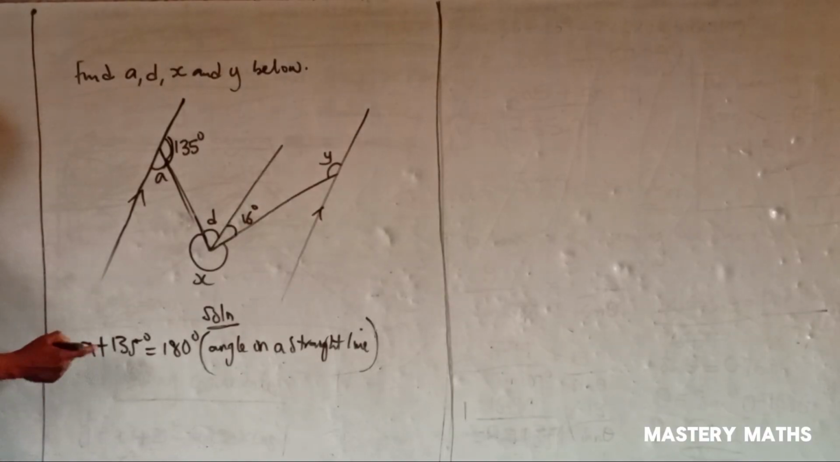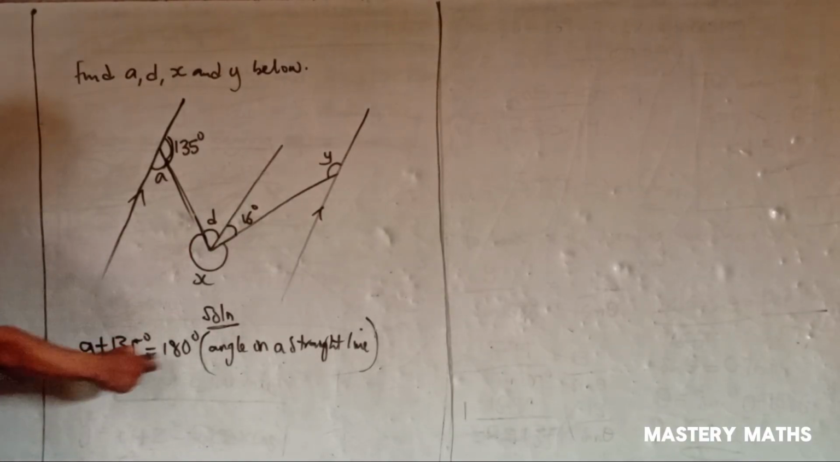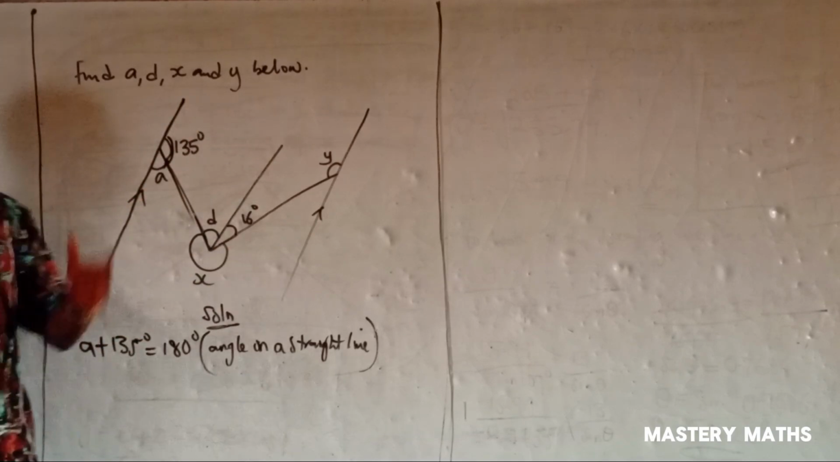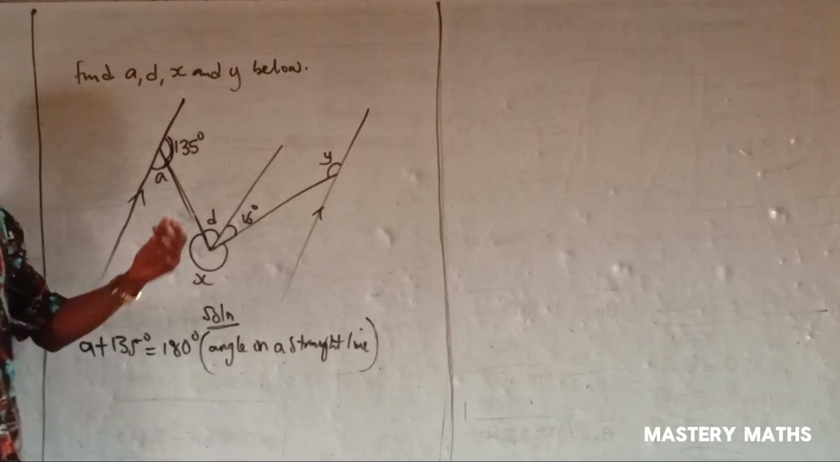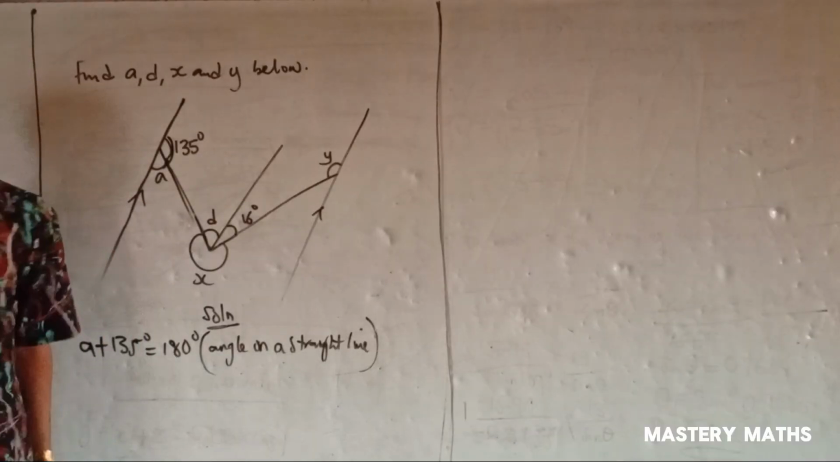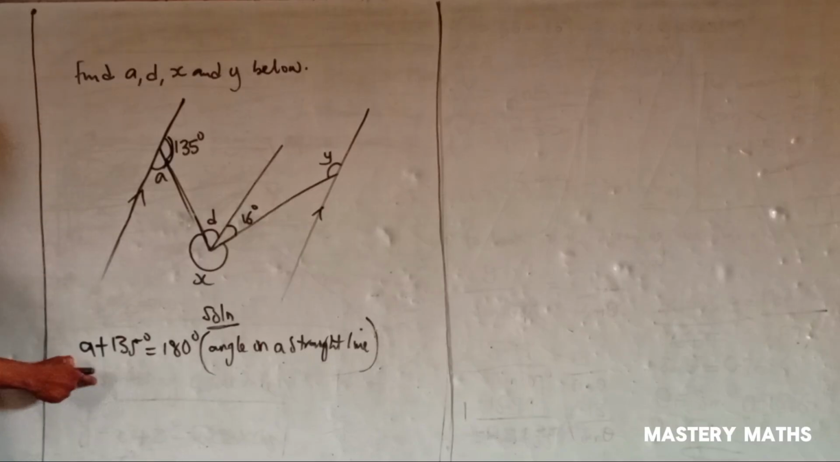Now look at this. A plus 135 equal to 180. Angle on a straight line. And if you have any question related to this, you put it down in the comment section. We tackle it together. Now let's get back to this.